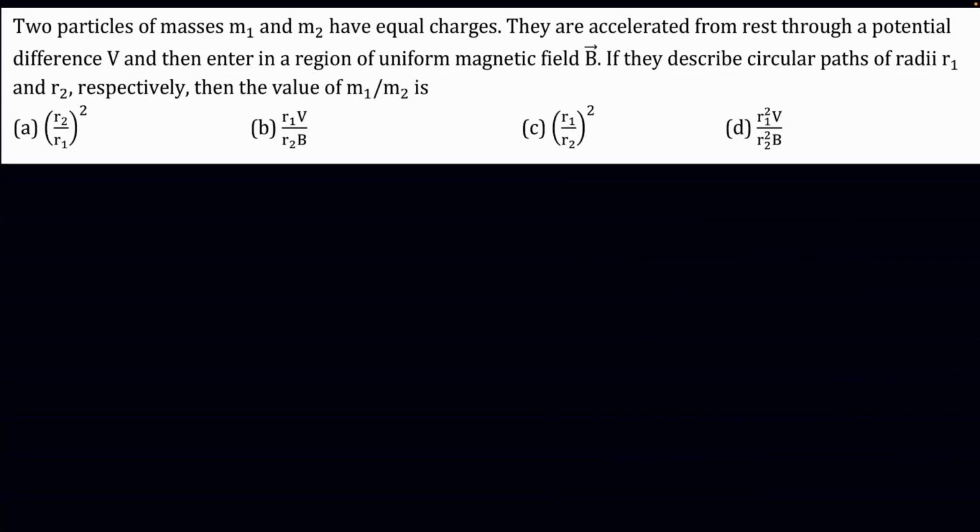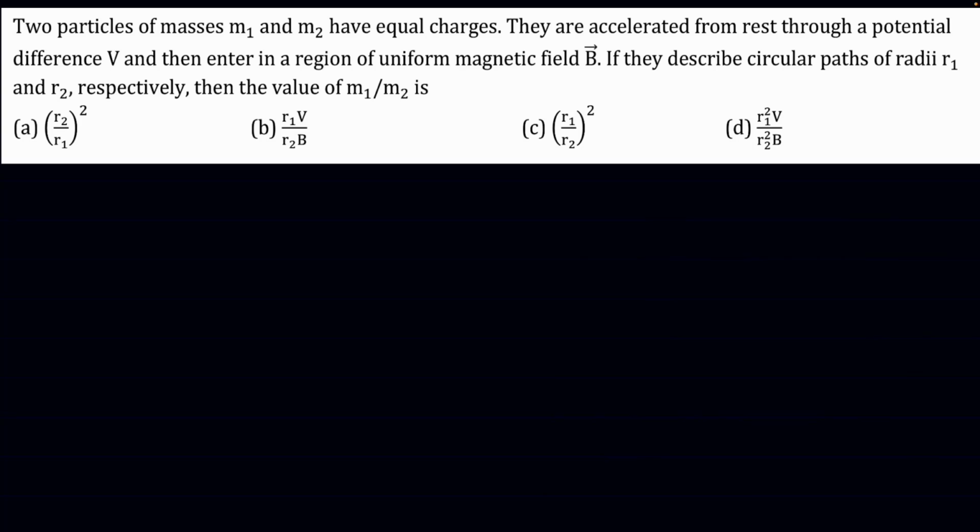This question is from physics chapter magnetism. In the question it is given that two particles of mass m1 and m2 have equal charges. They are accelerated from rest through the potential difference V and then enter a region of uniform magnetic field B. If they describe circular paths of radius r1 and r2, then what is the ratio of m1 by m2?